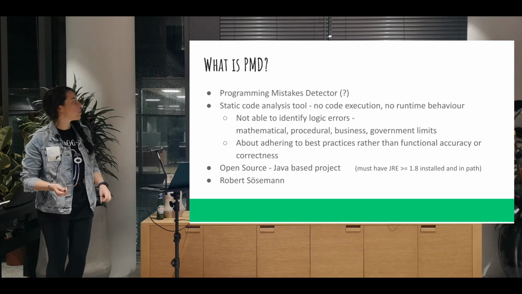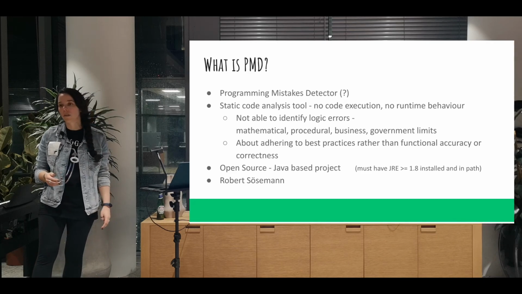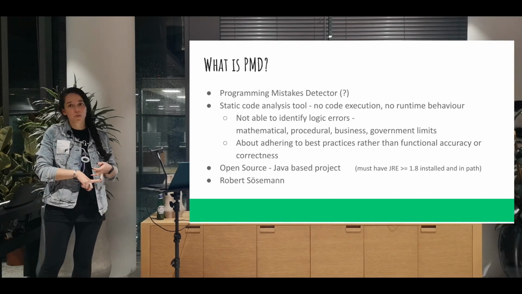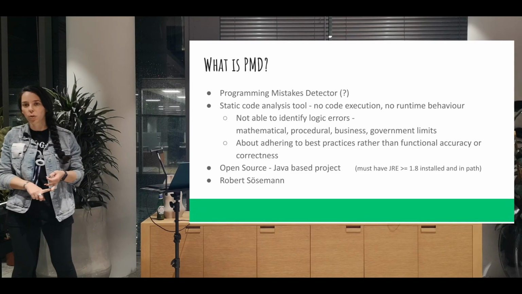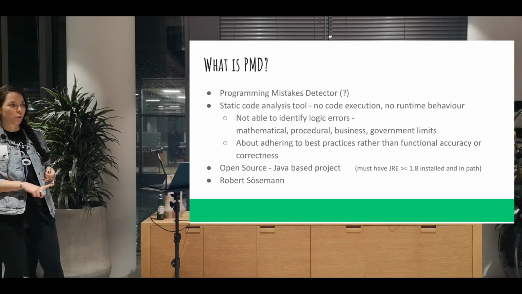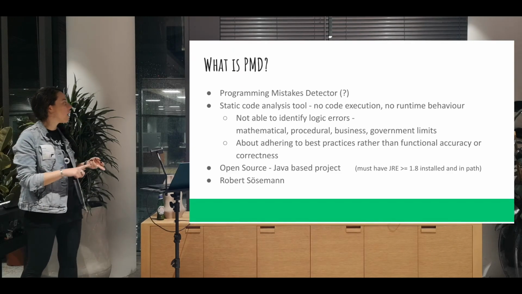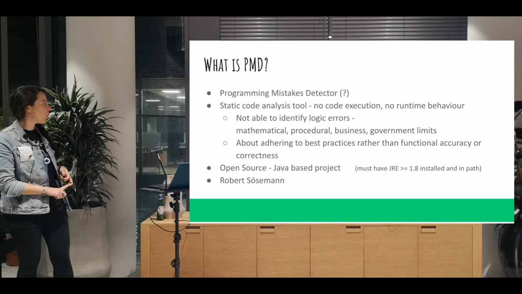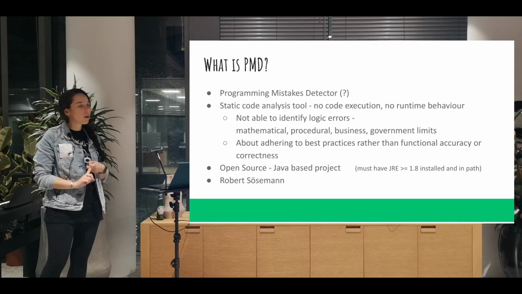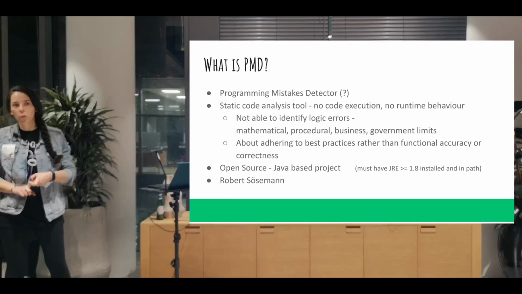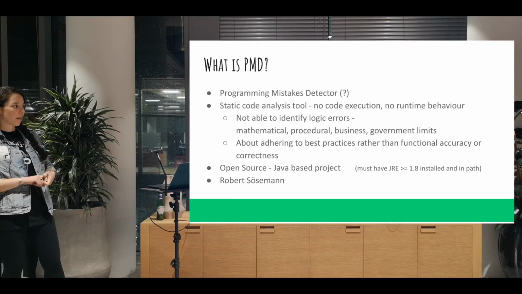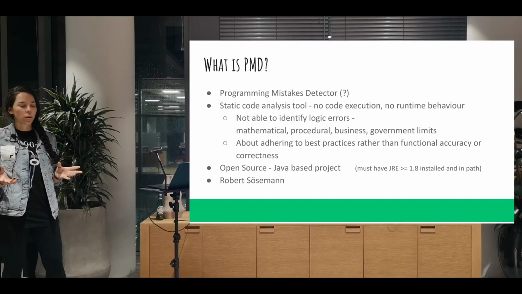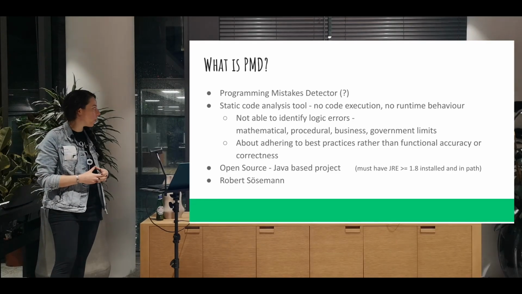It's not able to identify logic errors. It's not able to tell you, oh, your math is off. Your procedural logic is off. You're actually calling your variable before you're instantiating it. Your business logic is off. No one's going to tell you that your business logic is off. No help there. And it's not going to tell you about governor limits. It's not going to tell you, oh, you're actually running a few queueables or batchables at the same time, and it's going to fail. That's not what it's going to give you.